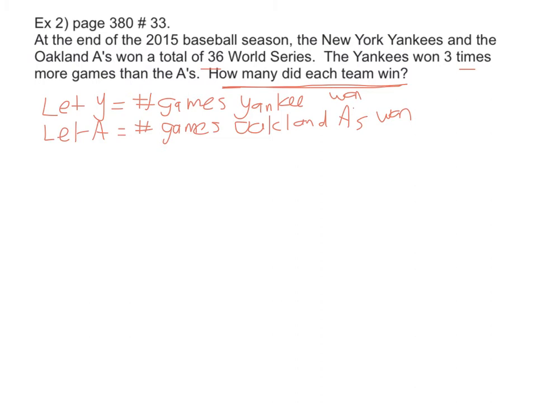So the first one is that there's a total of 36 World Series. Some of them were won by the Yankees. Some of them were won by the A's. Altogether, there's 36. My other equation is that the Yankees would be equal to 3 times more games than the A's. So 3 times the number of games the A's won. The Yankees are equal to 3 times the A's.